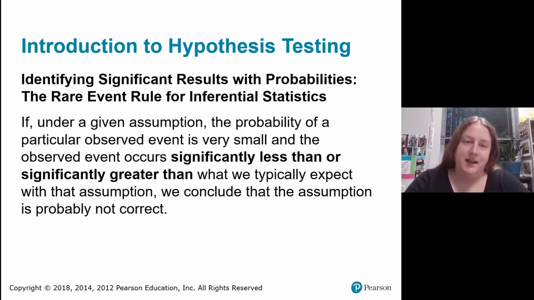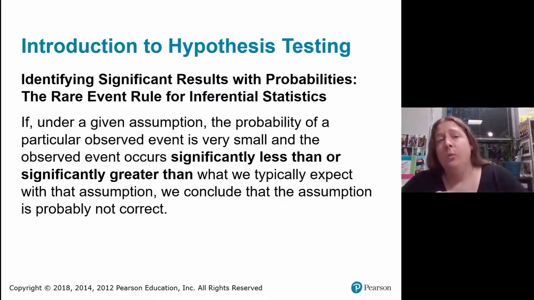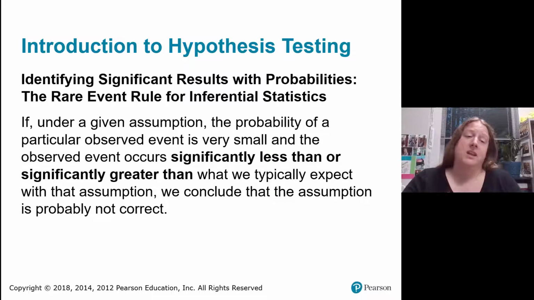So, let's take a look at an introduction. We're just going to scratch the surface real quick of hypothesis testing. We've scratched the surface this way before, just a little bit, but we didn't do an example, so we're going to do an example here. But again, here's the idea. We have some assumption that we're making. If we find the probability of a particular observed event is very small, if the events occur significantly less or more than we were expecting, given our assumption, then we conclude that the assumption's not correct.